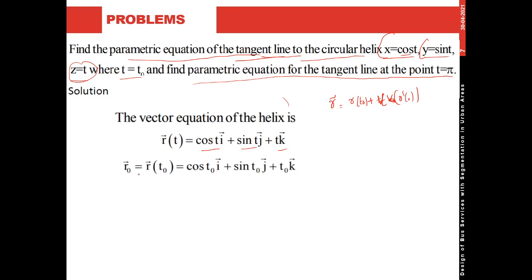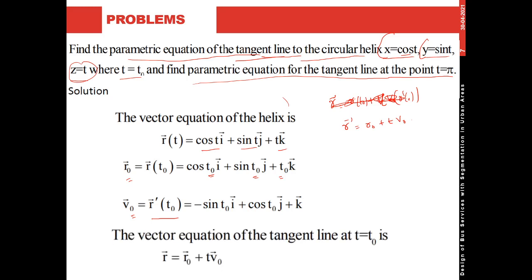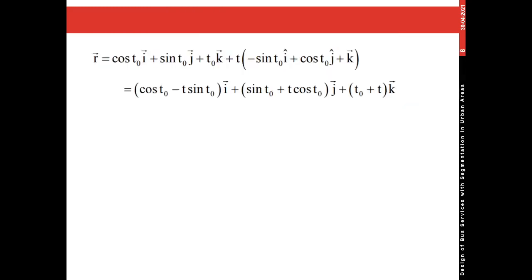So first we will find r naught. R naught is r of t naught. Instead of t we will put t naught. Then we will find v naught. The equation is r equal to r naught plus t v naught. So v naught is r dash of t naught. The derivative gives minus sin t naught i plus cos t naught j plus k. Now we know that the vector equation of the tangent line at t equal to t naught is r equal to r naught plus t v naught. So we just apply that formula, then we will get the answer.